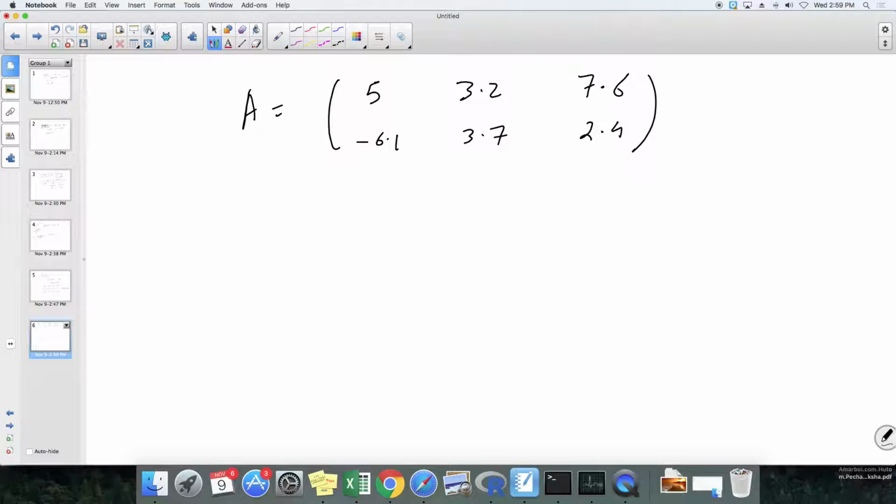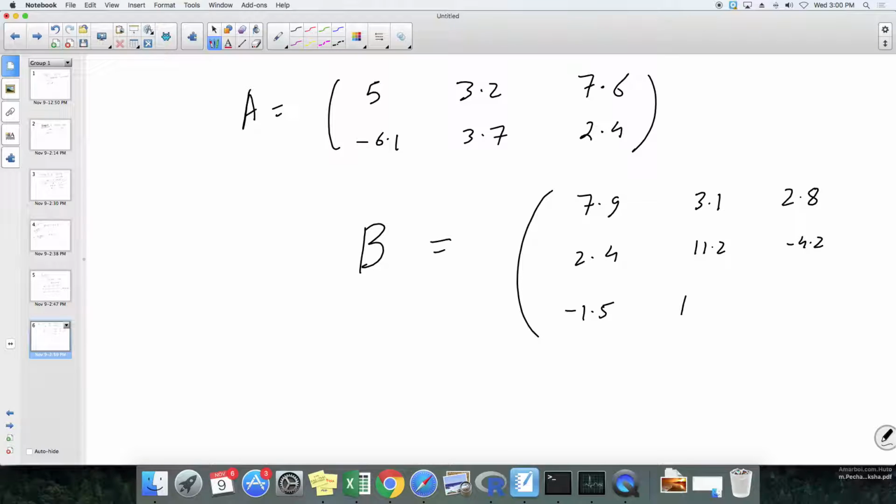And let's take another matrix B, which is, suppose, 7.9, 3.1, 2.8, 2.4, 11.2, minus 4.2, minus 1.5, 1.1, and 9.77.